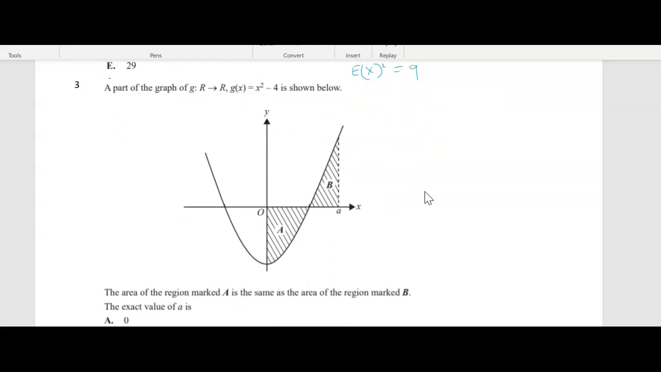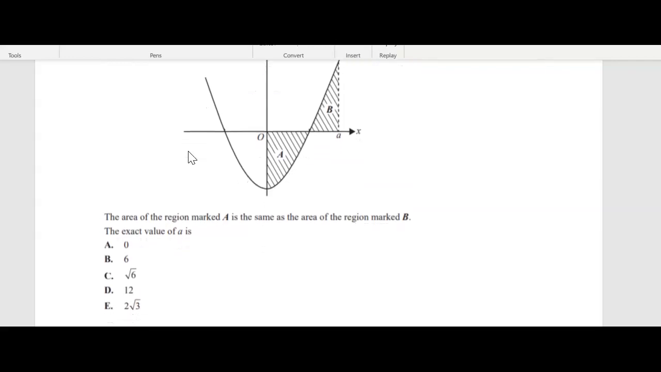So a part of the graph, now we're just going to make sure our domain, okay, so we're looking at any real value, g of x equals x squared minus 4. So it's a parabola that's been shifted down 4. So it's shown below. The area of the region marked A, so this area here, is the same as the area of B. I kind of feel like I've done this question before. All right, and we've got to find the value of A.